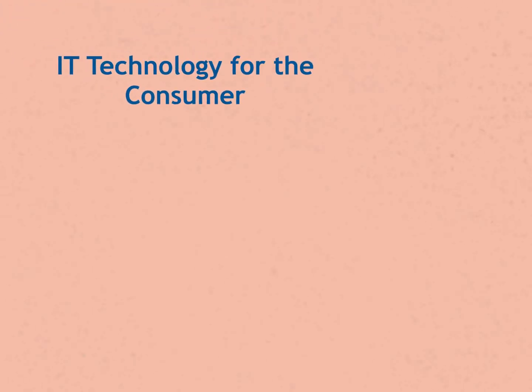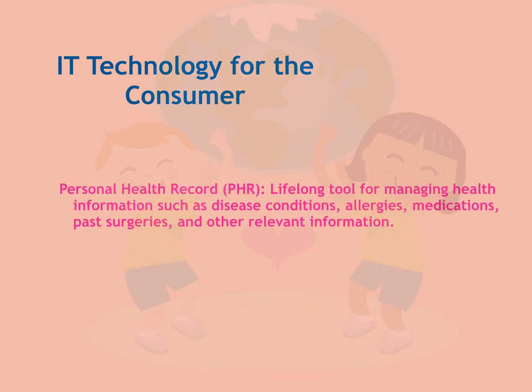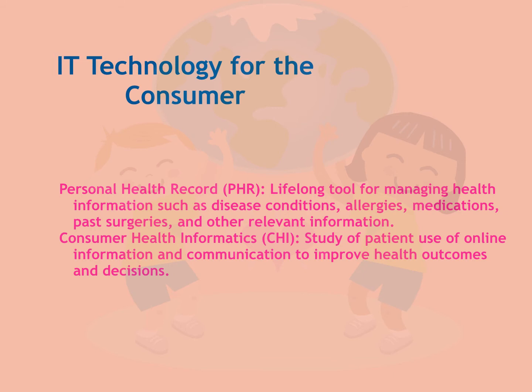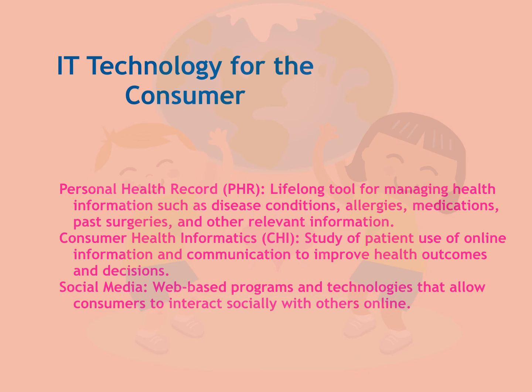Some examples of IT technology for the consumer are the personal health record, or PHR. It's a lifelong tool for managing health information such as disease conditions, allergies, medications, past surgeries, and other relevant information. We also have Consumer Health Informatics, or CHI. It's the study of patient use of online information and communication to improve health outcomes and decisions. And we have social media, which are web-based programs and technologies that allow consumers to interact socially with others online.